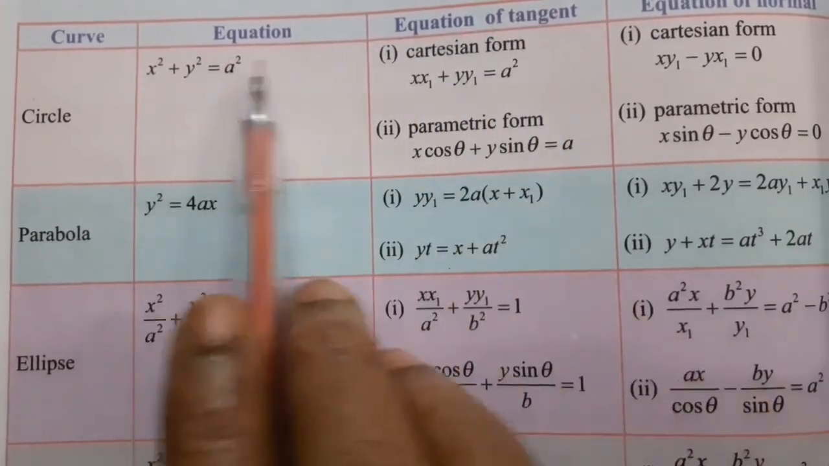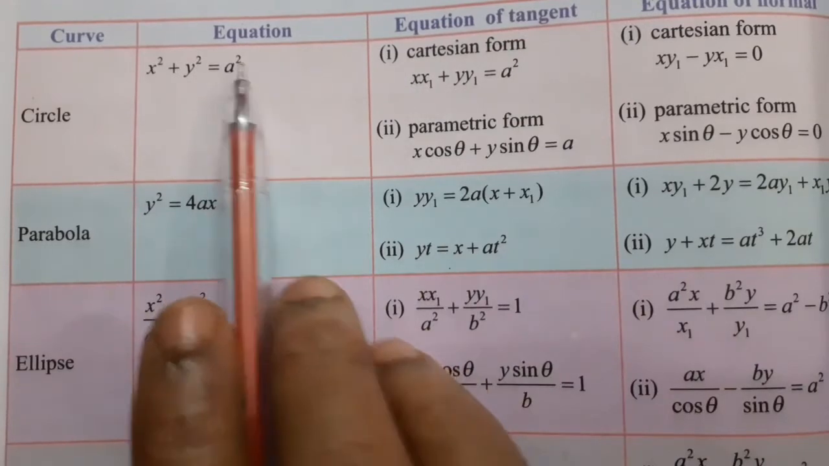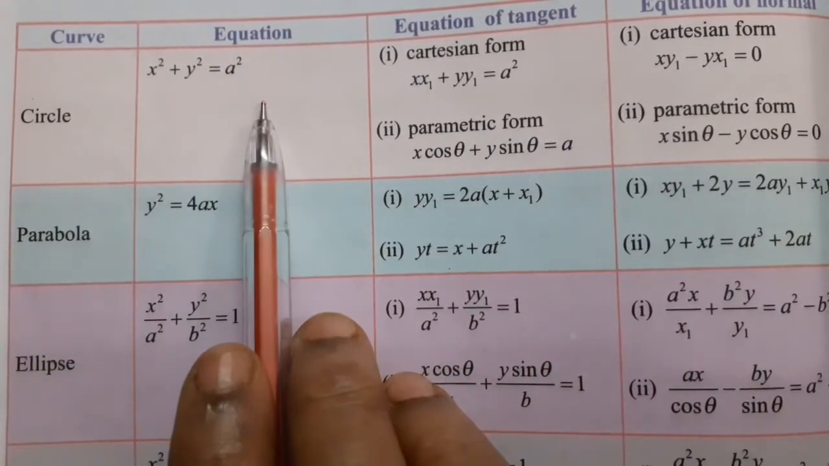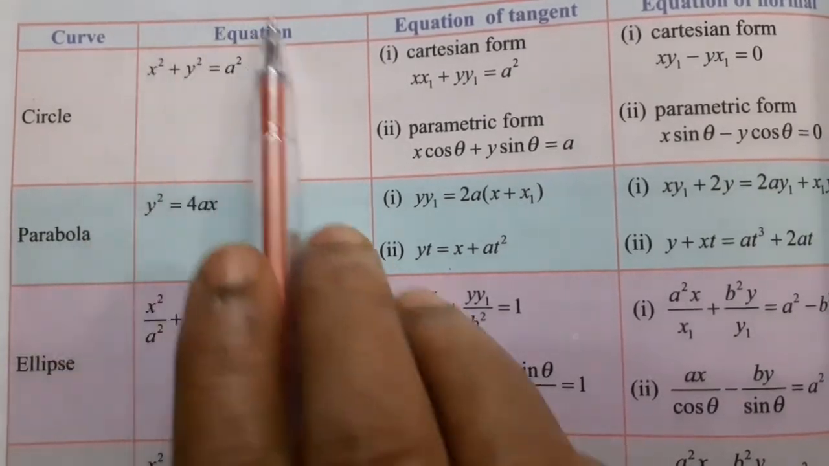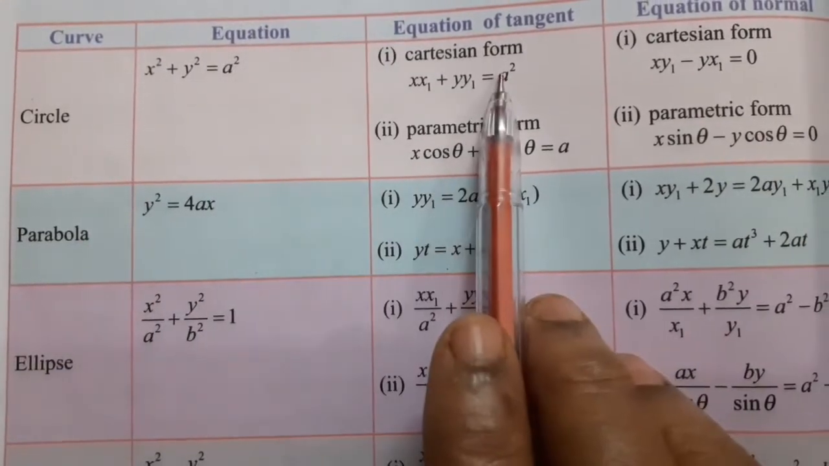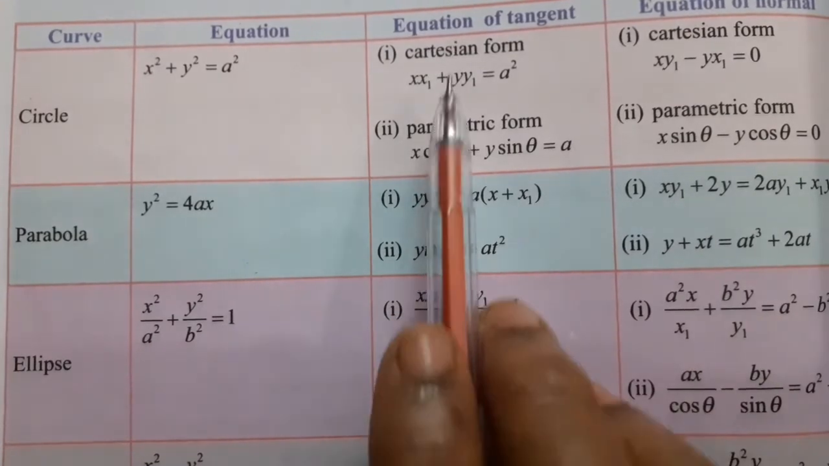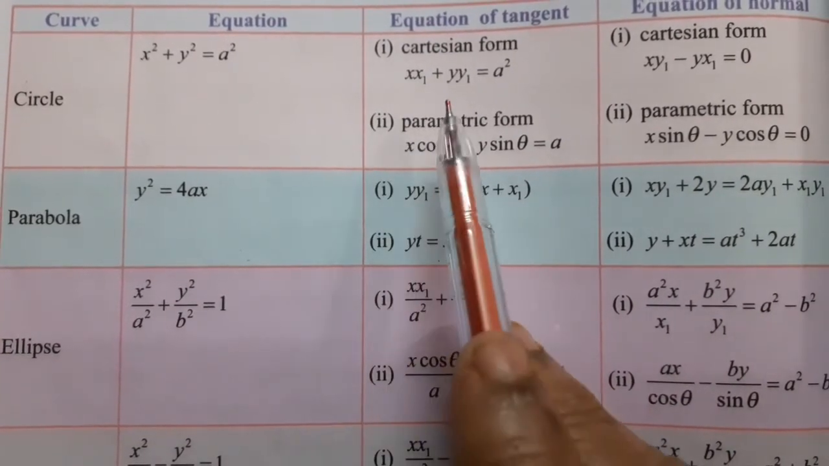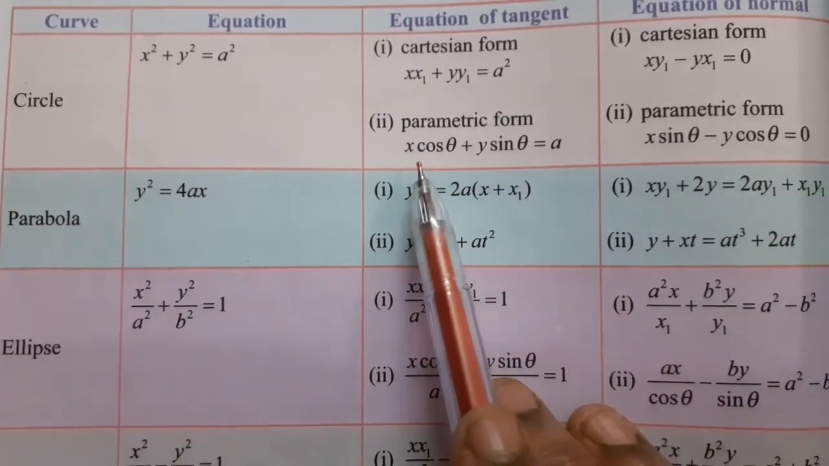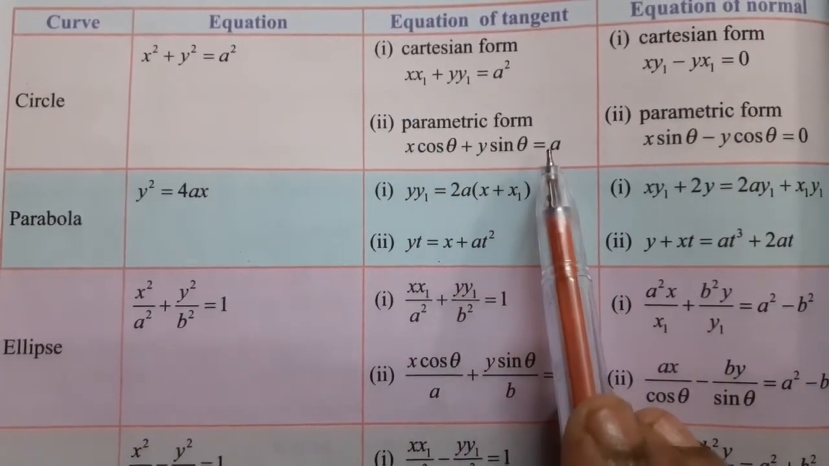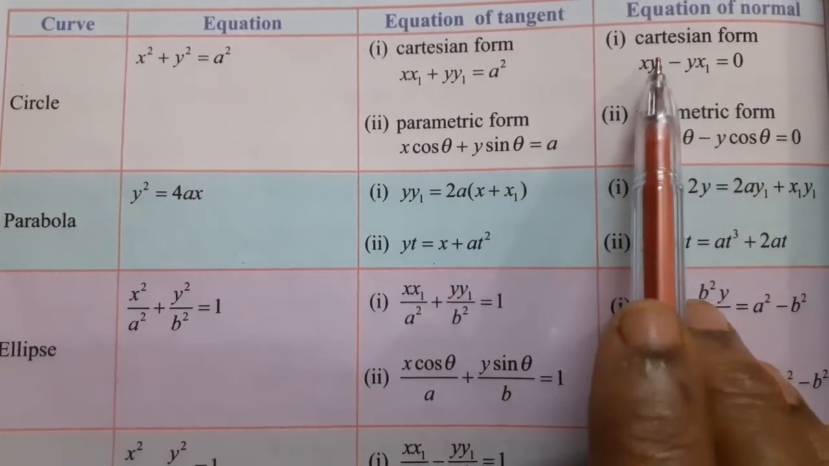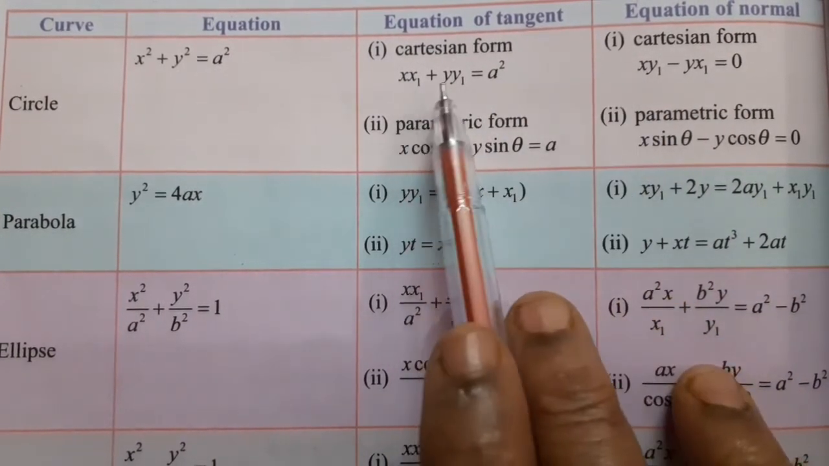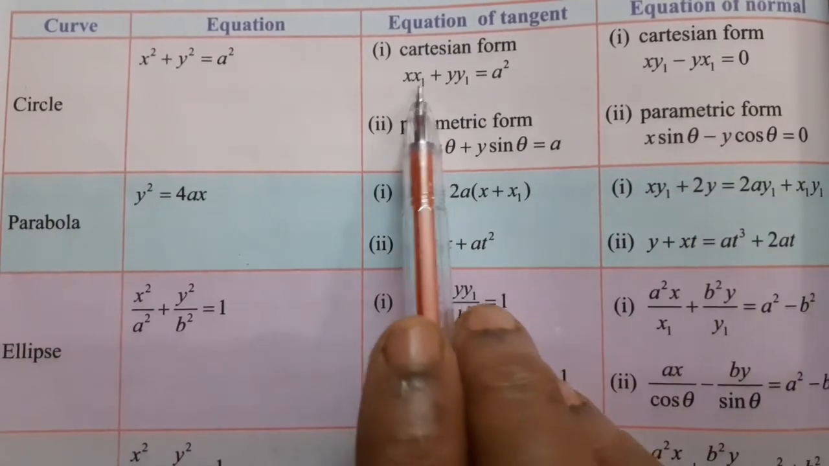If it is the tangent to the circle x square plus y square equal to a square, what is the equation of the tangent? The tangent has two forms: one is Cartesian form, another is parametric form. Cartesian form is xx1 plus yy1 equal to a square. Parametric form is x into cos theta plus y into sin theta equal to a. Similarly, the equation of the normal in Cartesian form is xy1 minus yx1, only x1 and y1 interchanged.